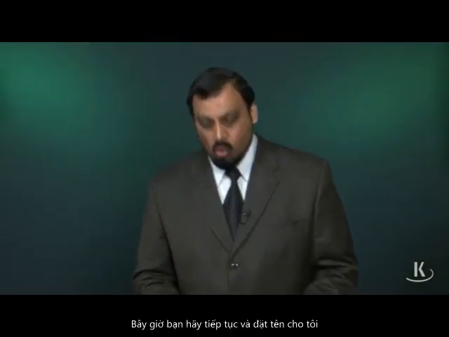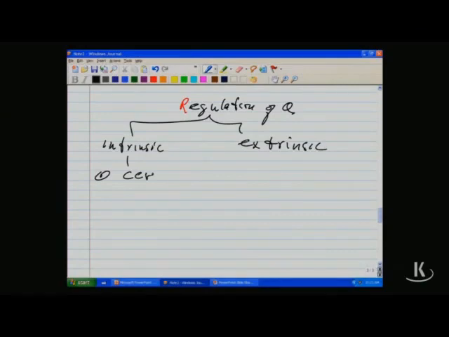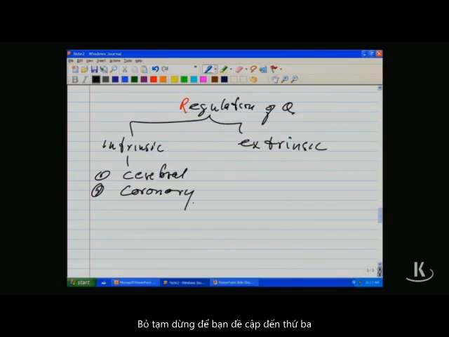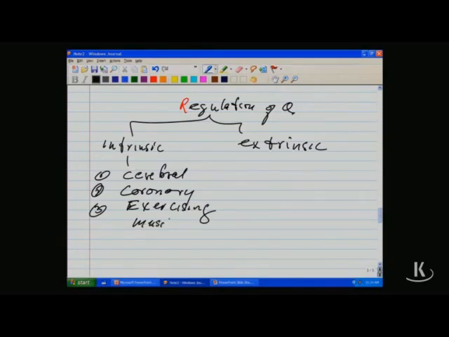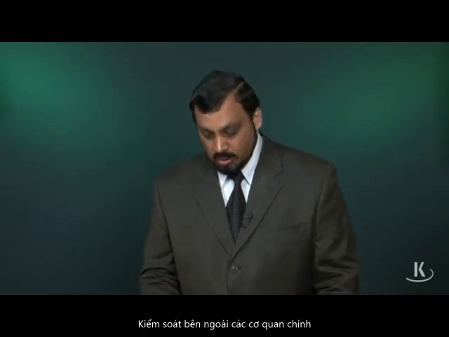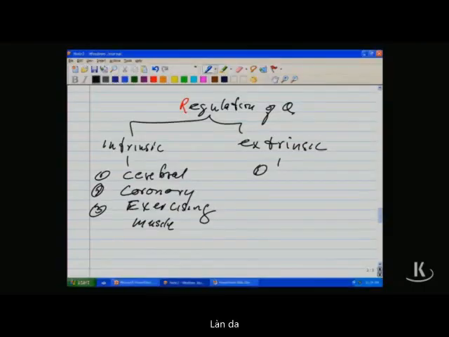Now you go ahead and name for me those organs that are intrinsically controlled. We said the cerebral, we said the coronary, and I'll pause for you to mention the third. And the third is exercising muscle. And in terms of extrinsic control, the major organs, we said the skin, and the second is resting muscle.